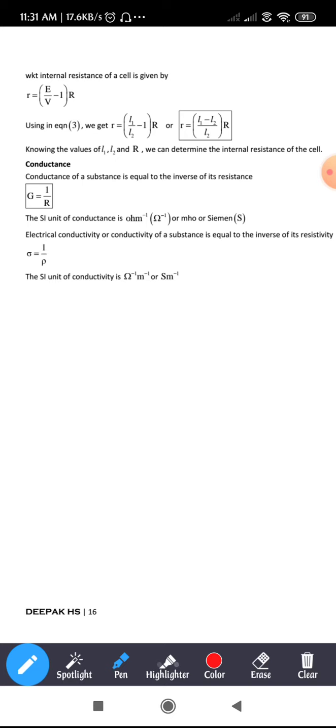Next, electrical conductivity, or conductivity as we call it. Electrical conductivity of a substance is defined as the inverse of resistivity. Conductivity is inversely proportional to resistivity.